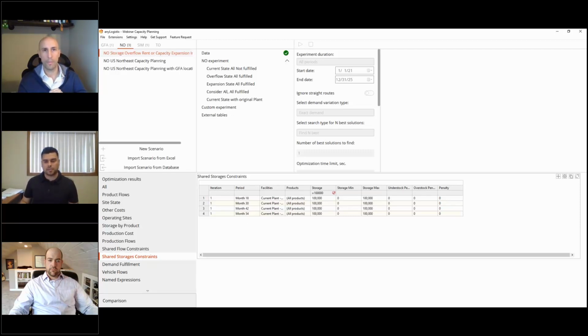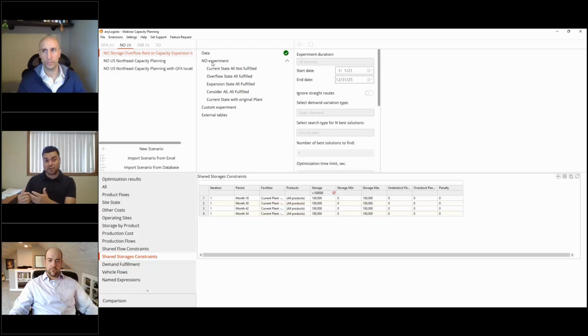So what can we do? We have a few things. We could expand the current site and invest in it to build more storage, maybe go from 100 to 250,000 units. Obviously that would require an investment. For this particular demo, let's say it would be $1 million to invest in that.